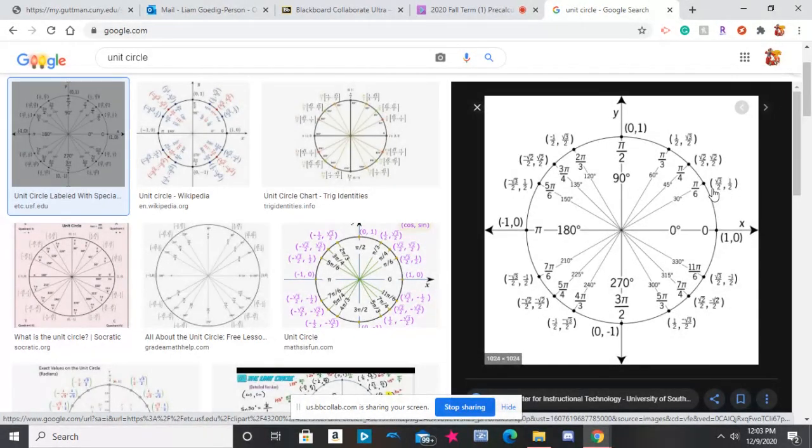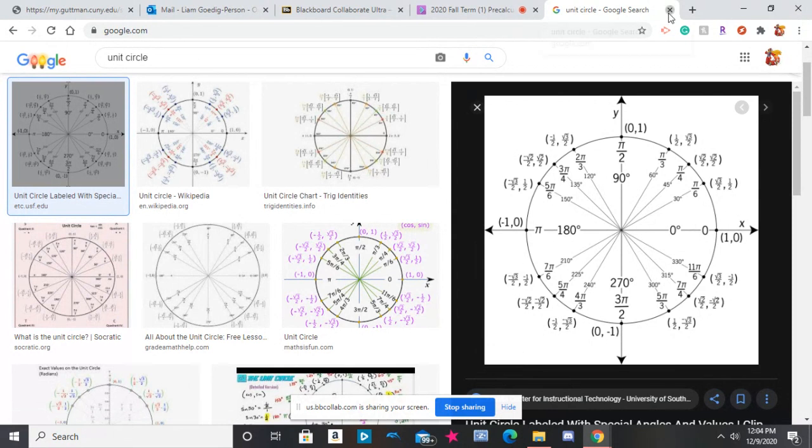X is cosine pi over 6, which is square root of 3 over 2, because instead of going from 0 to 1, it is going from 1 to 0 in the first quadrant. So instead of going 1, 2, 3, and then 0, 1, it's going 3, 1, 0, because it's going from 1 to 0. So for cosine pi over 6, it would be square root of 3 over 2. And that's how I got my answers.